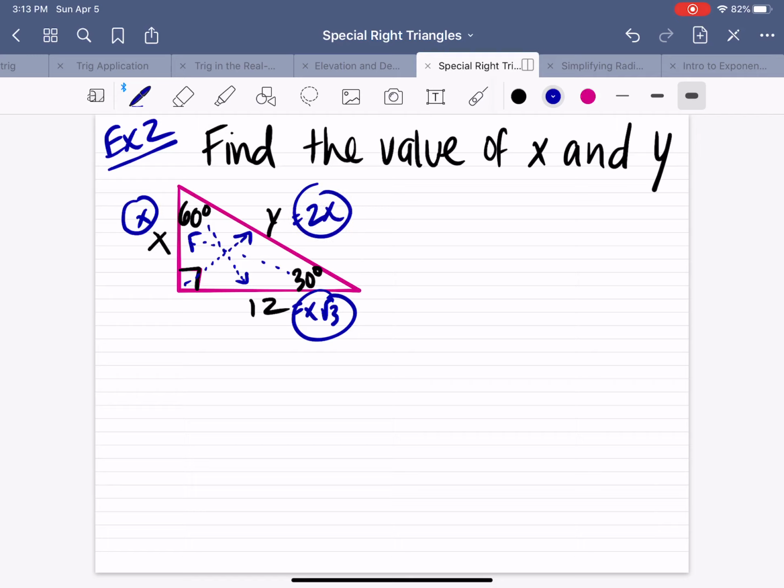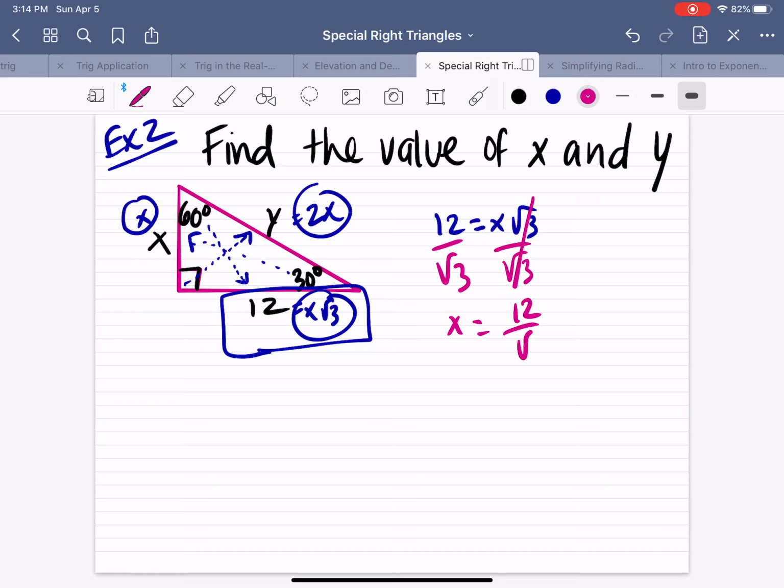Now we have to find the value of X first. This right here is going to help us solve for X. The side across the 60-degree angle is 12, and you already know that side should be X square root of 3. So help me solve for the value of X. Divide both sides by root 3. So X equals 12 over root 3.